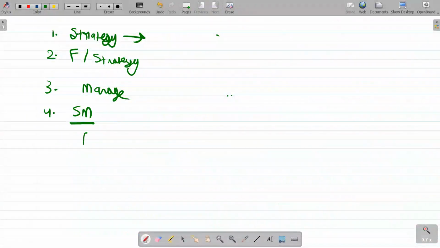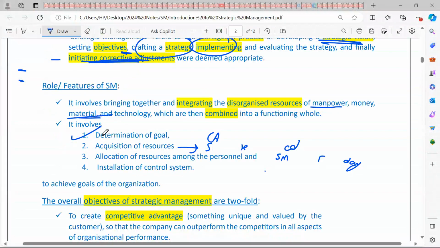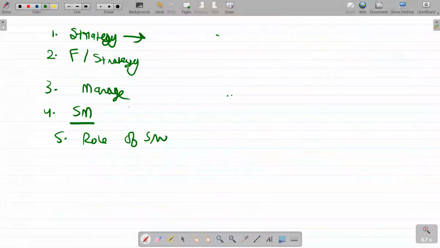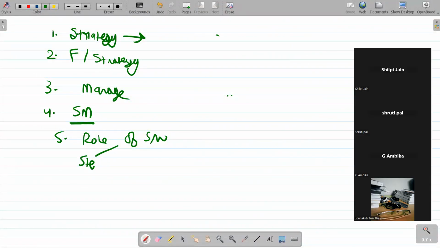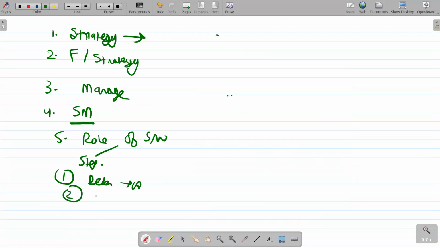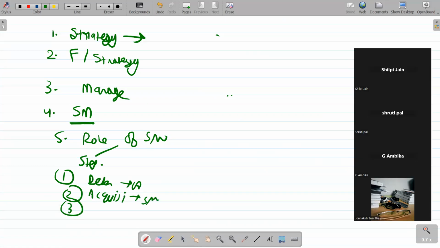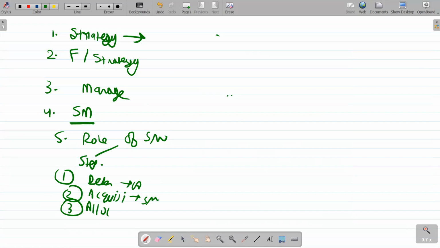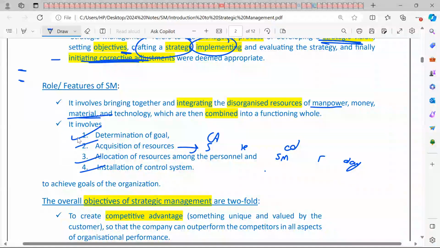Then we have seen role and features of strategic management. Role and features of strategic management, what we have seen, that it involves two things. First of all, steps. What all steps were there? Steps were that you have to determine some goal, that you want to become a CA. Second thing, once you have determined that goal, you have to start acquisition of the resources. You have to buy study material. Third thing, once you have acquired the resources, you have to allocate these resources. And last thing, you have to say to your mamma that please implement a control system in me. So these were the four steps we have seen. Second thing, what we have seen, that it is integrating the disorganized resources of manpower, money, material, and technology.